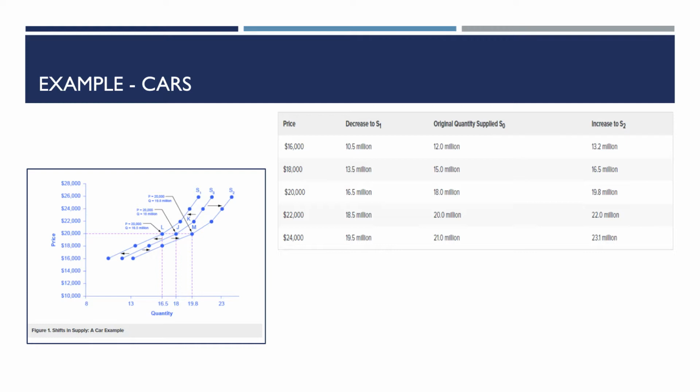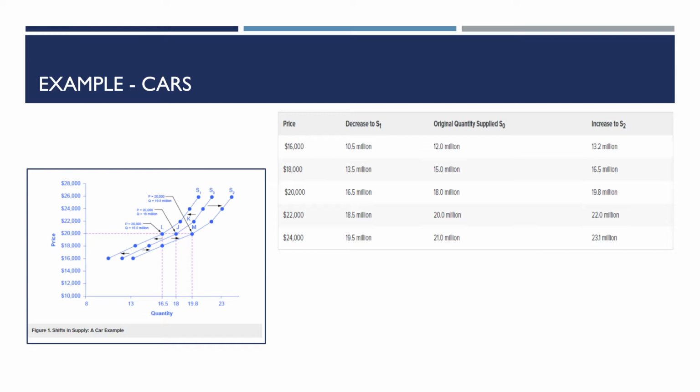If the price rises to $22,000 per car, according to ceteris paribus, the quantity supplied will rise to 20 million cars, as point K on the S0 curve shows. The same information can be shown in table form, as it is to the right of your screen, of the slide.